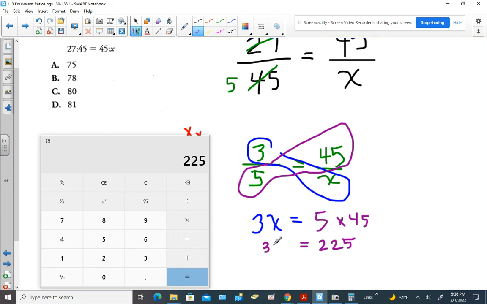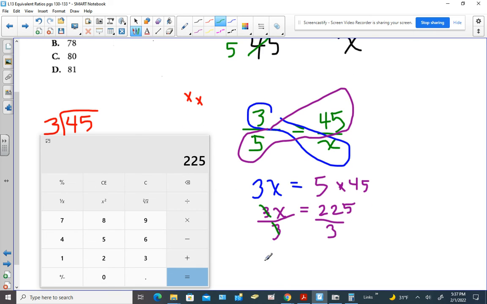3 times some number would equal 225. What's the opposite of multiply by 3? It would be to divide by 3. This would cancel out. It would equal x. And you would do 225 divided by 3.